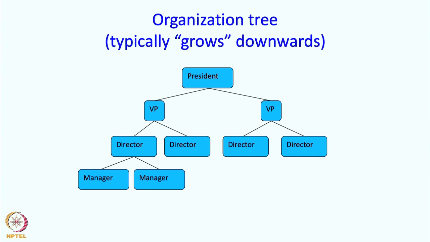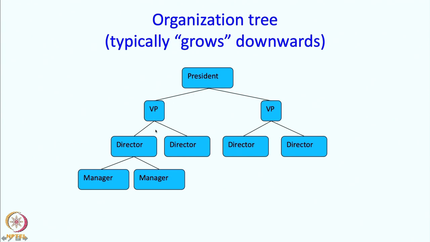Here is a picture of what is often called an organization tree. It is called a tree because you can think of this as the root and then these are the branches. The tree is growing downwards, but that's okay. The important point is that this is the original root or the original trunk, and then there are these branches coming out of it.